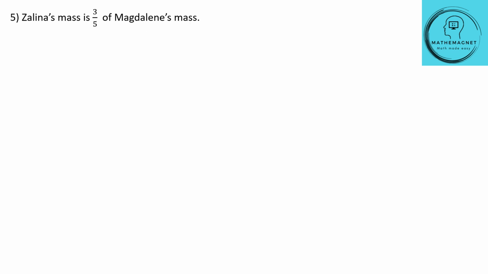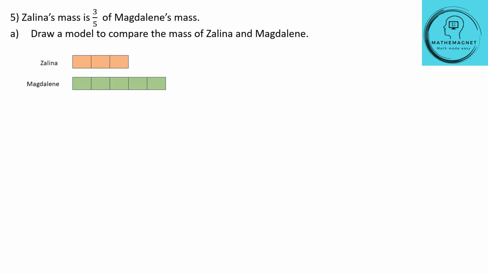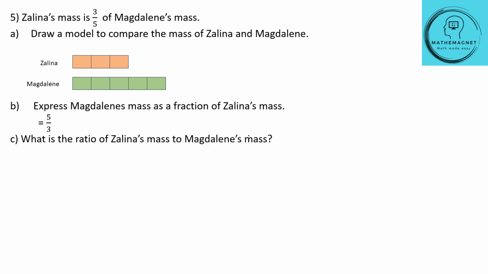Question number 5. Zelina's mass is 3/5 of Magdalene's mass. Question A. Draw a model to compare the mass of Zelina and Magdalene. So the bar model will look like this. Zelina will have 3 units and Magdalene will have 5 units, because the mass is then the fraction 3/5. Question B. Express Magdalene's mass as a fraction of Zelina's mass. So that will be 5/3. Question C. What is the ratio of Zelina's mass to Magdalene's mass? So that will be 3:5.